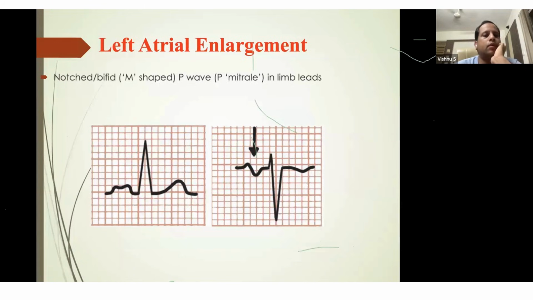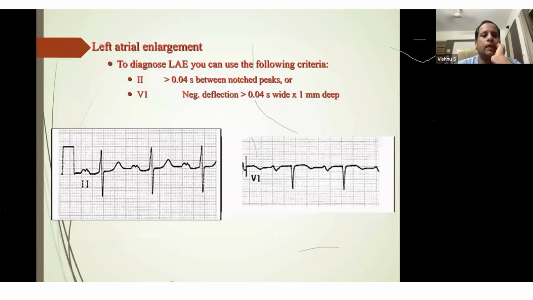Then next is the left atrial, as we discussed. This is a left atrial negative P. There is usually a criterion for that. In left atrial enlargement, P mitral will be there, and the notched mid part will be at least one small square. Then the negative part will be more than 0.04 seconds wide and 1 millimeter deep. It should be more prominent. That is called the Morris index.